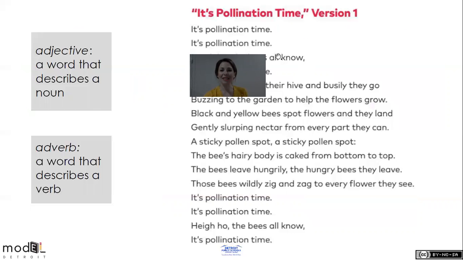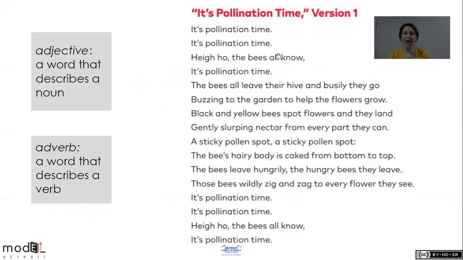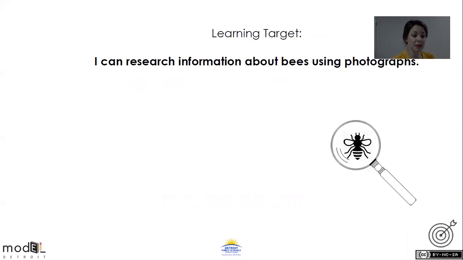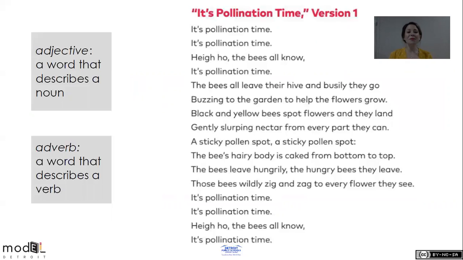Okay, so it's pollination time. Remember, friends, that this poem has a bunch of adjectives and adverbs. So what is an adjective? An adjective is right here. Right here is the definition of it. It is a word that describes a noun, okay? So an adjective describes a person, place, or thing. And then an adverb is a word that describes a verb. So an adjective describes a noun, a person, place, or thing, and an adverb describes a verb, a doing, an action. So we are going to read It's Pollination Time 2 times.